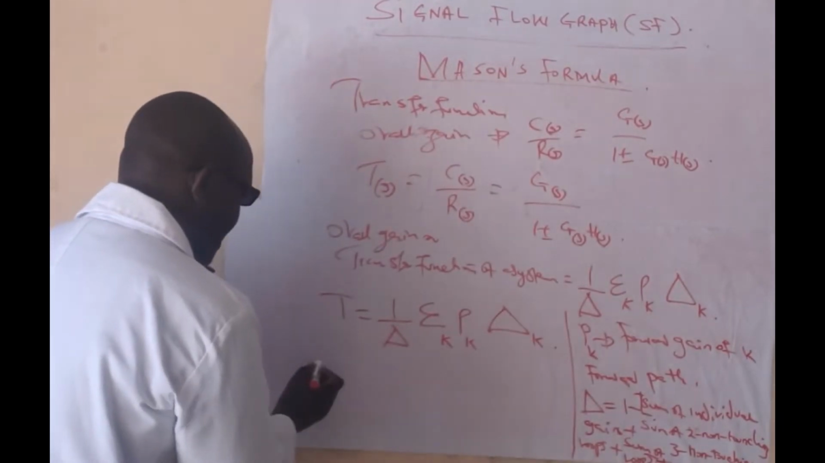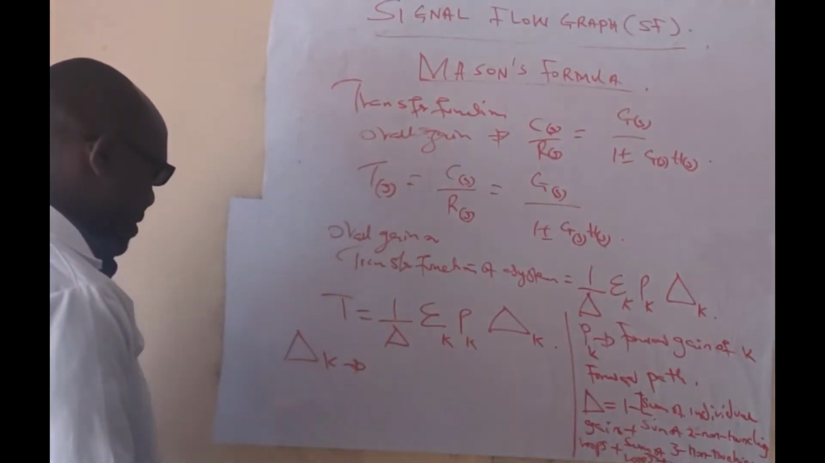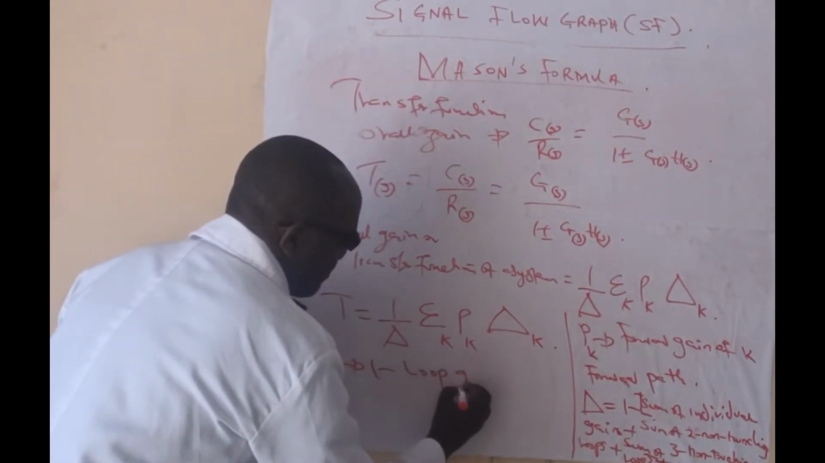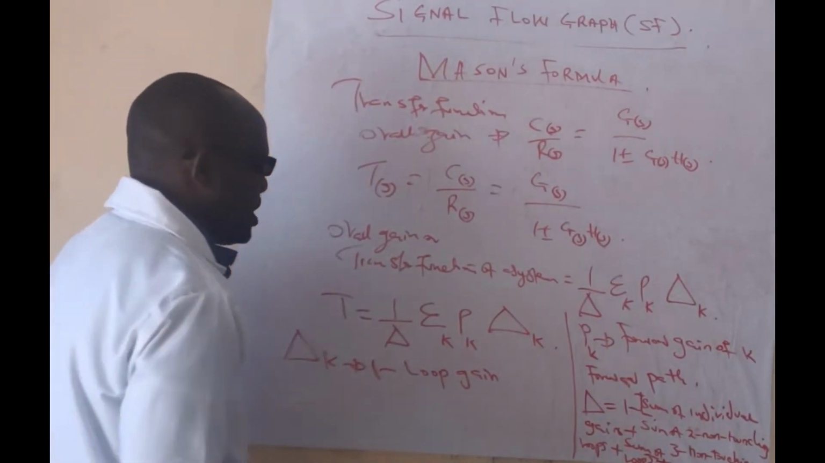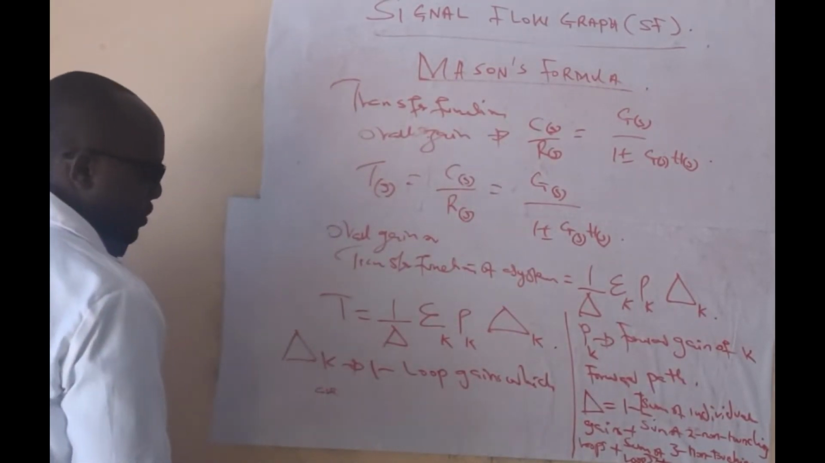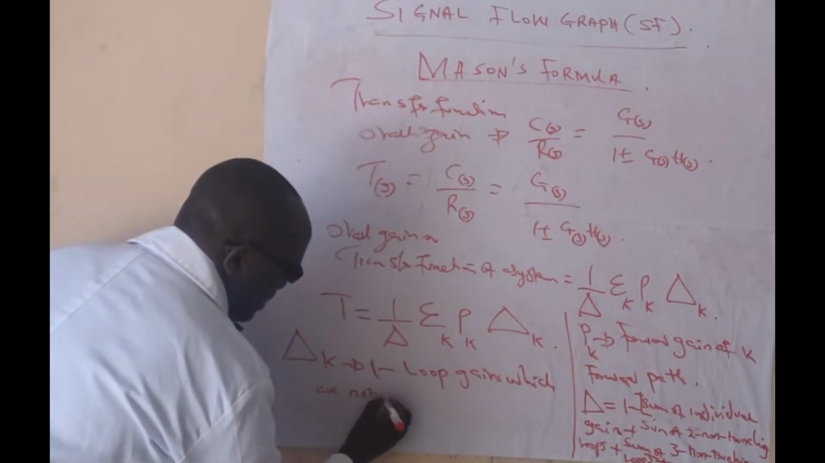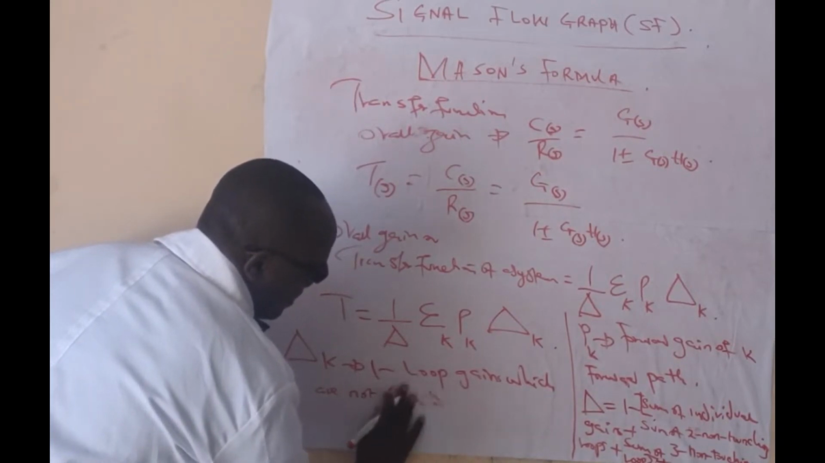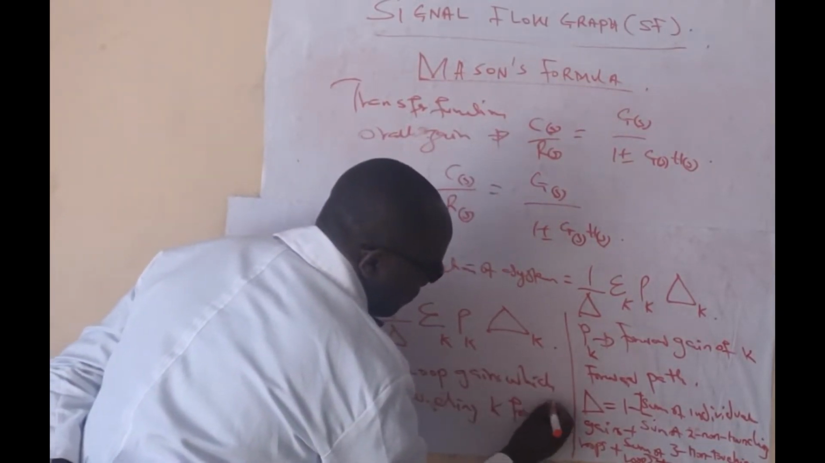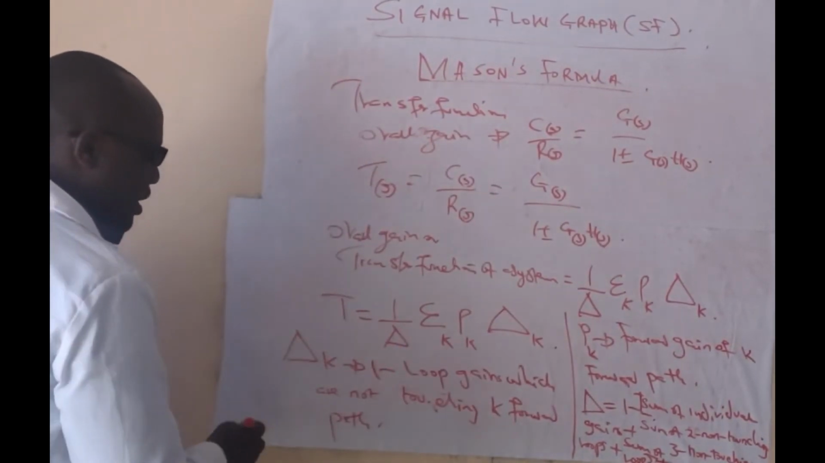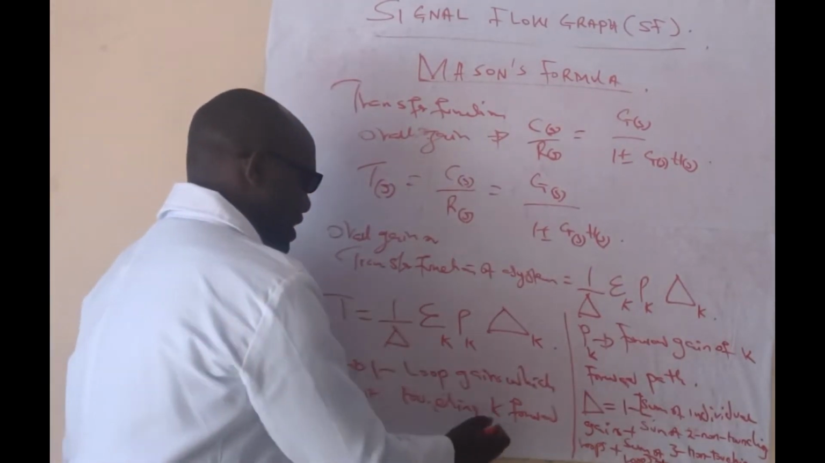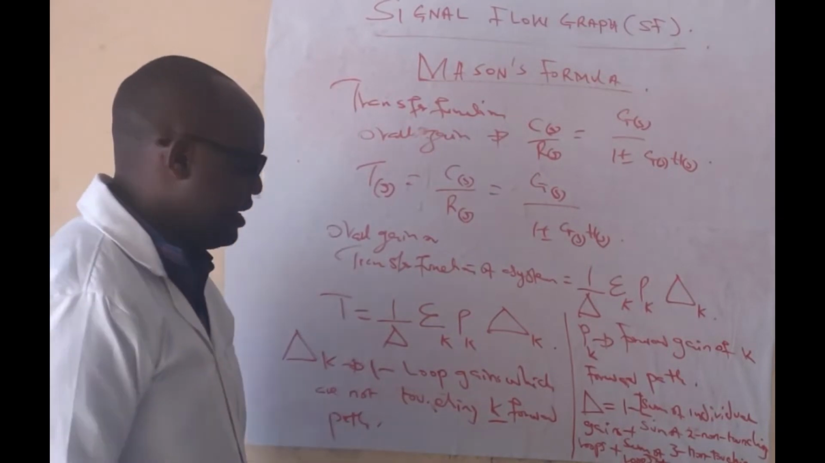Now delta k is given by one minus the loop gains, minus the loop gains which are not touching the k-th forward path. So delta k is given by this: the loop gains which are not touching the forward path.